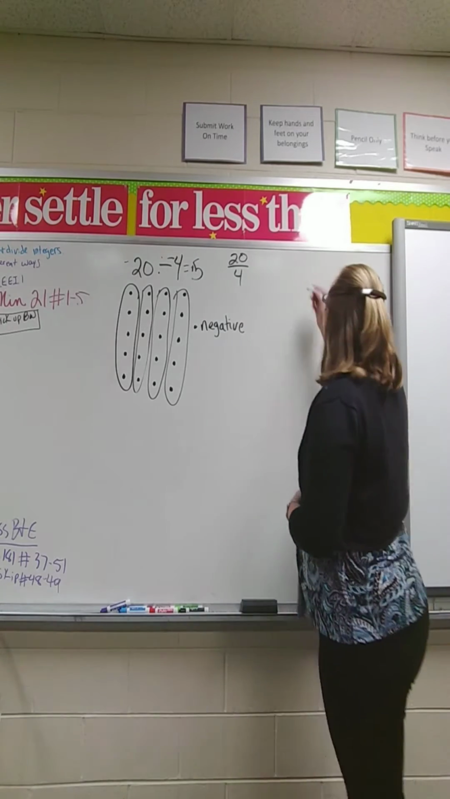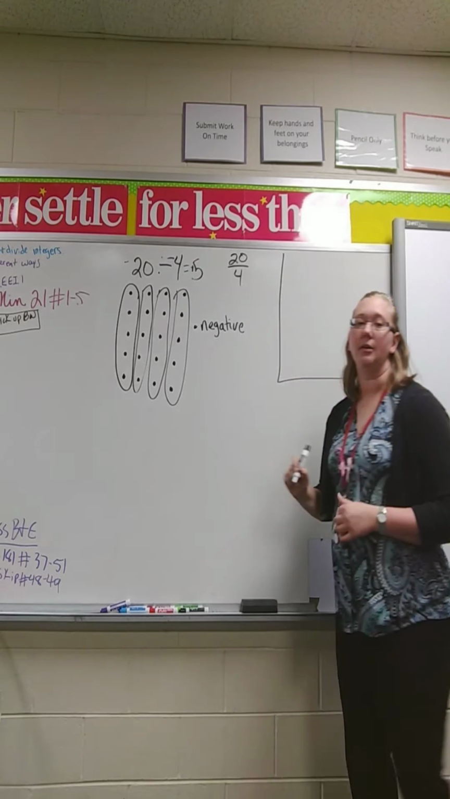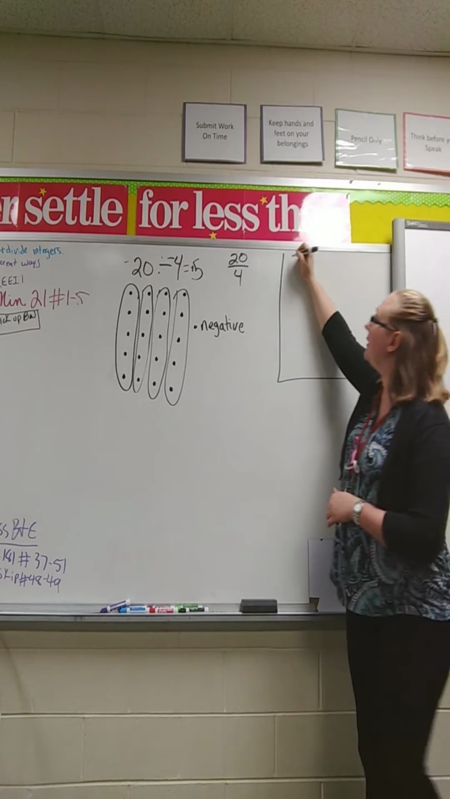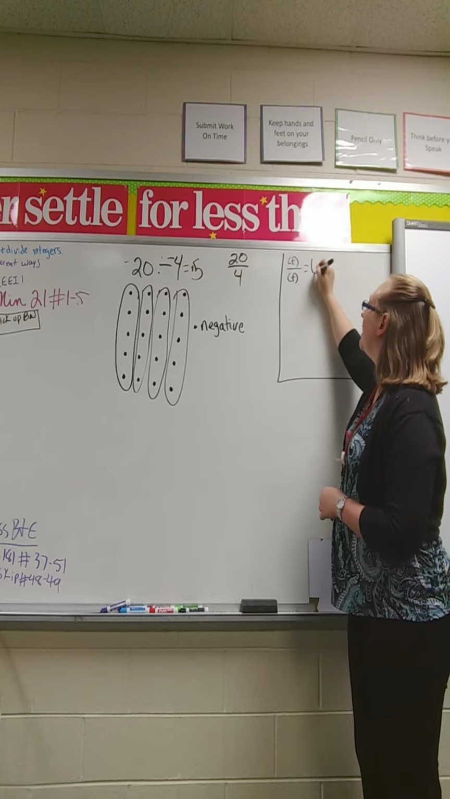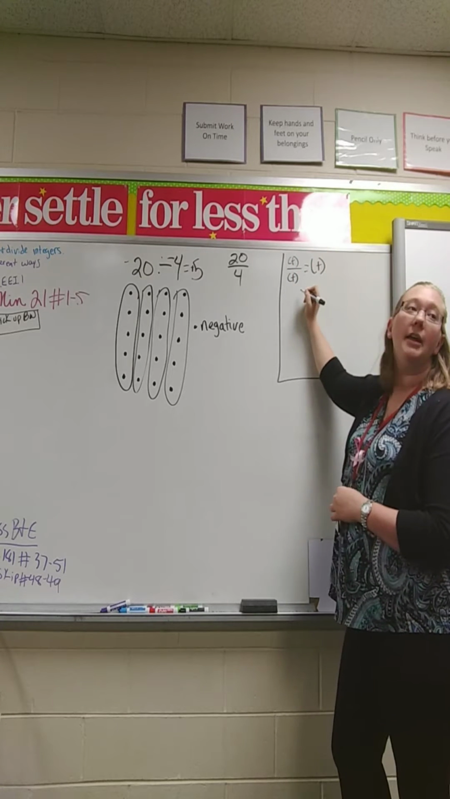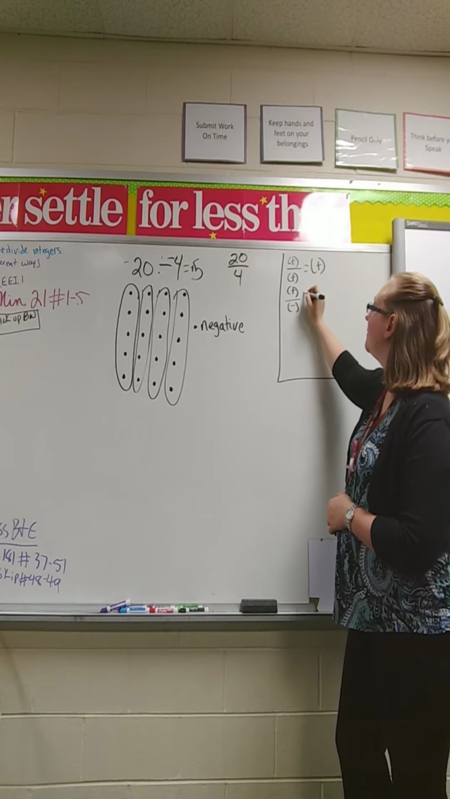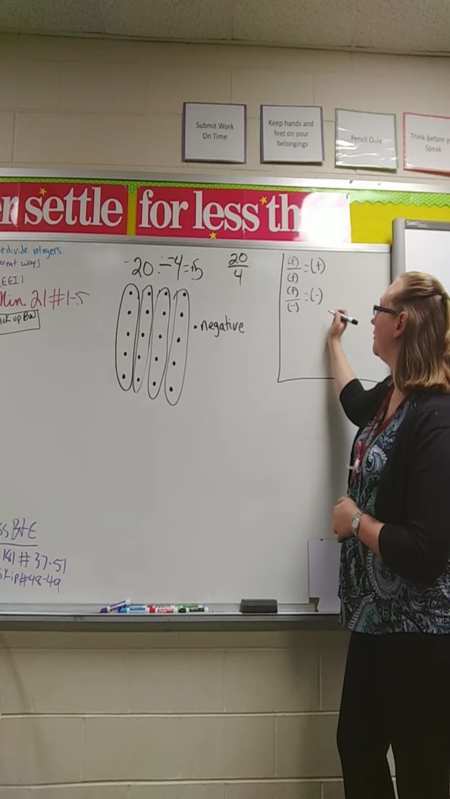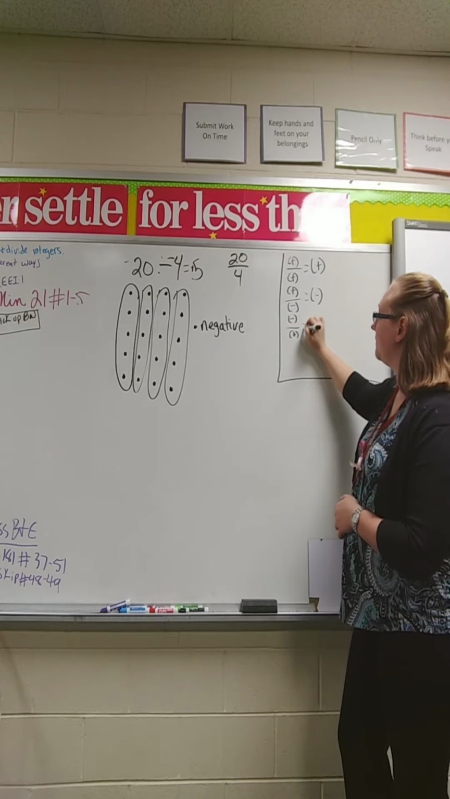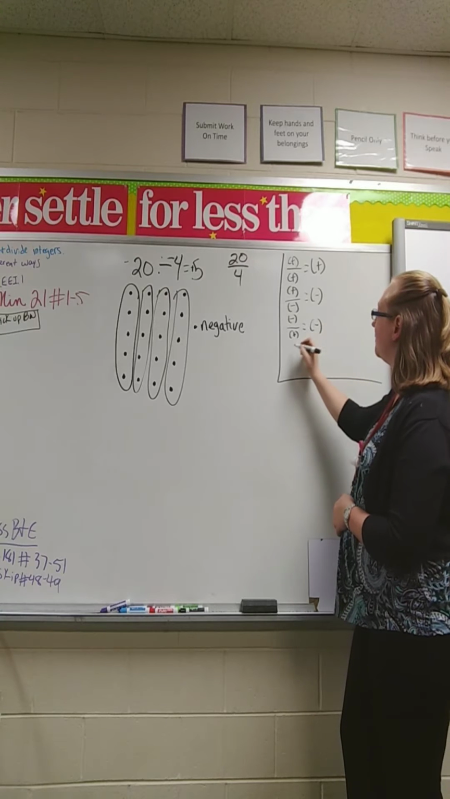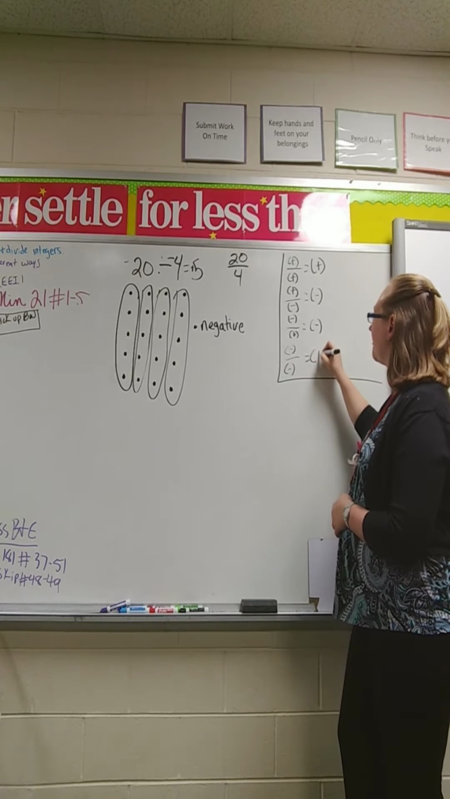Okay? So, let's write this down as rules. If we have a positive divided by a positive, that equals a positive. If we have a positive divided by a negative, that will equal a negative. A negative divided by a positive equals a negative. And a negative divided by a negative equals a positive.